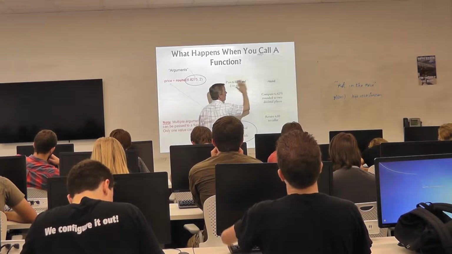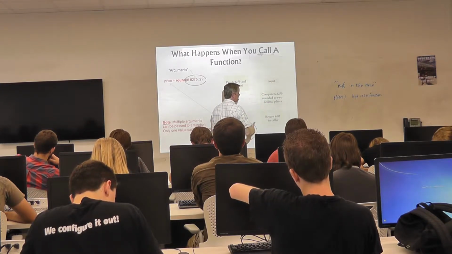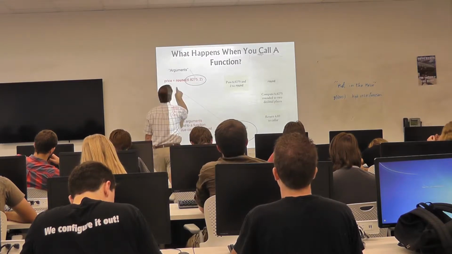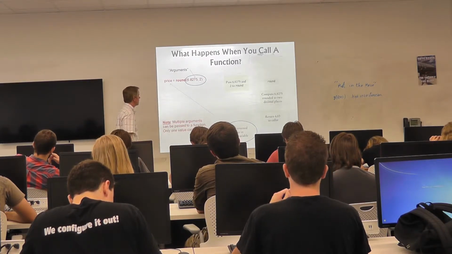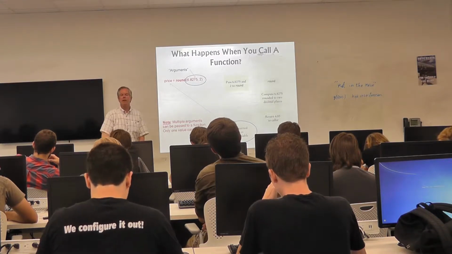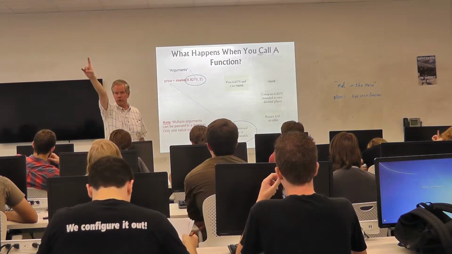So we come over here, we pass it off to round, which does some function computation stuff, and it returns 6.83, and 6.83 gets returned, and bam, that's what's going to get stuck into price. Multiple arguments can be passed to a function. How many values can be returned from a function? One.